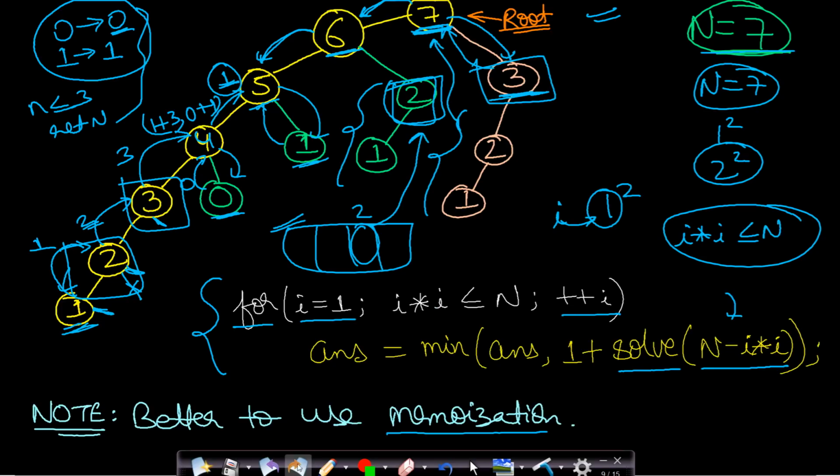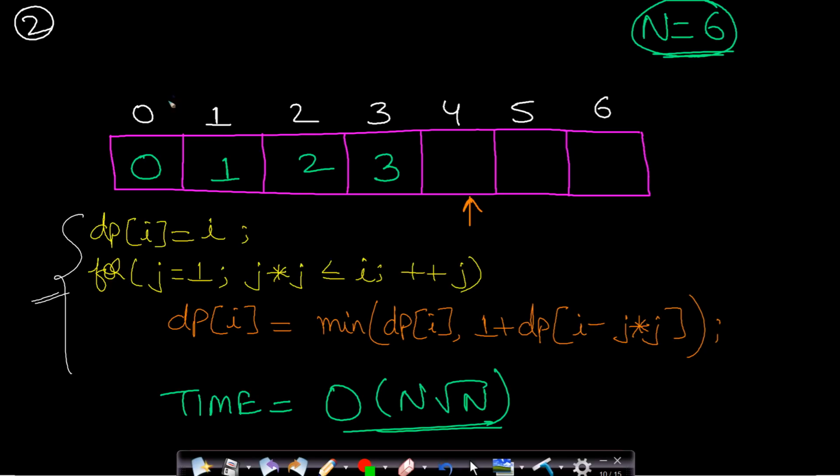Now we can also solve this by using the DP tabulation method. So let us say our n value is equal to 6. So in this case, I will write 0, 1, 2, 3 with values 0, 1, 2, 3. As I have already explained, these are the base cases. So I will start with the value 4.